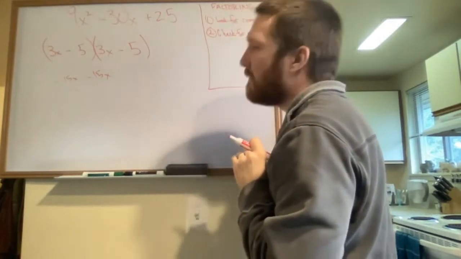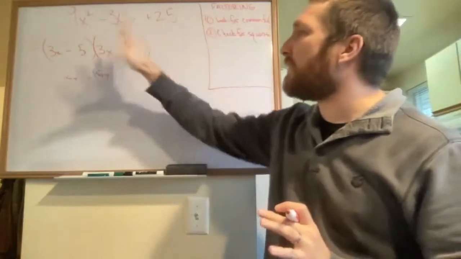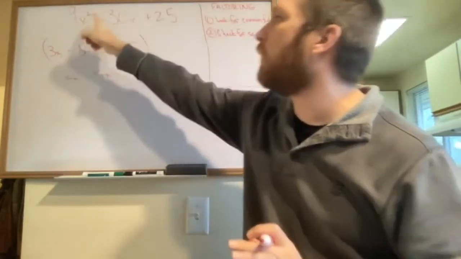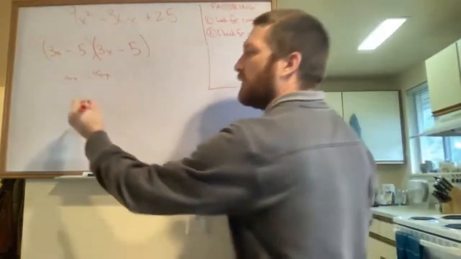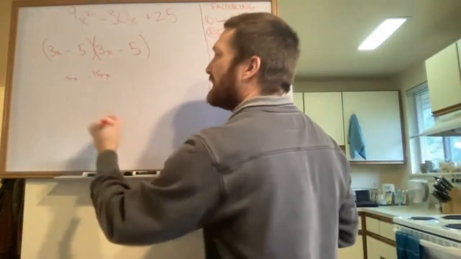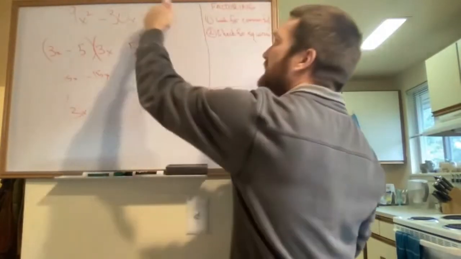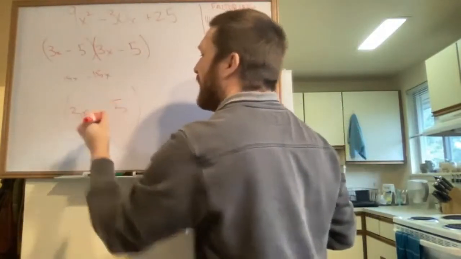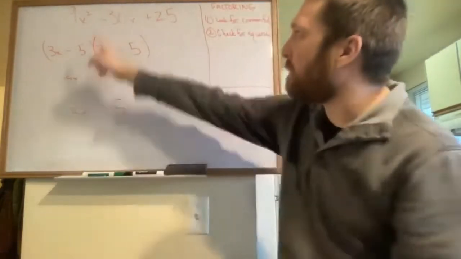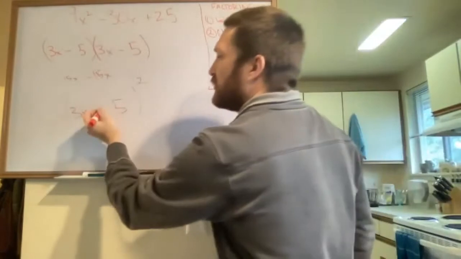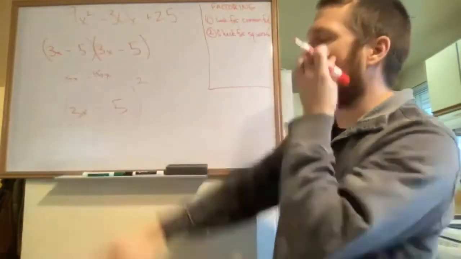But another thing you could notice is we could think about this as a perfect square and just say, hold up, is this a perfect square? If it is, the only way it can be is we take the square root of that, which would be 3x. We take the square root of that, which would be a 5. And there's a minus right there. So let's just try that, because if there's a minus there, there has to be a minus in there.